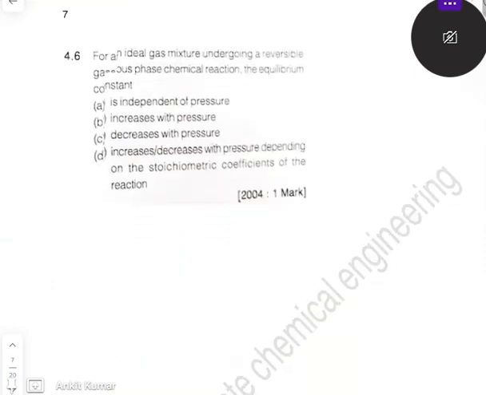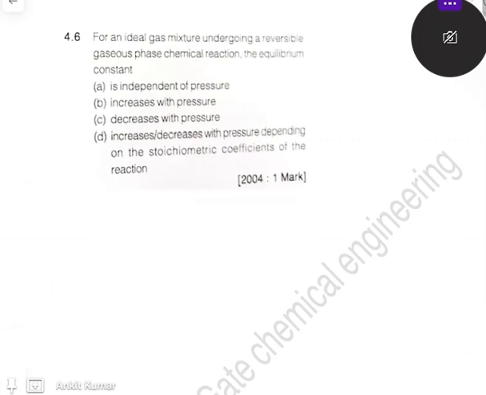That is, for an ideal, again, this question is a conceptual question. You can see, for an ideal gas mixture undergoing a reversible gaseous phase chemical reaction, the equilibrium constant is independent of pressure, increases with the pressure, decreases with the pressure, or increases or decreases with pressure depending upon the stoichiometric coefficient of the reaction. So, I think option D will be correct.